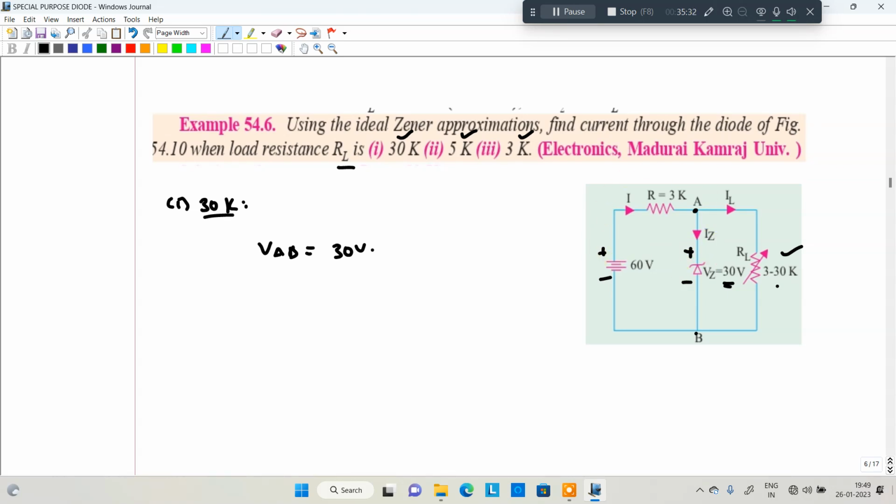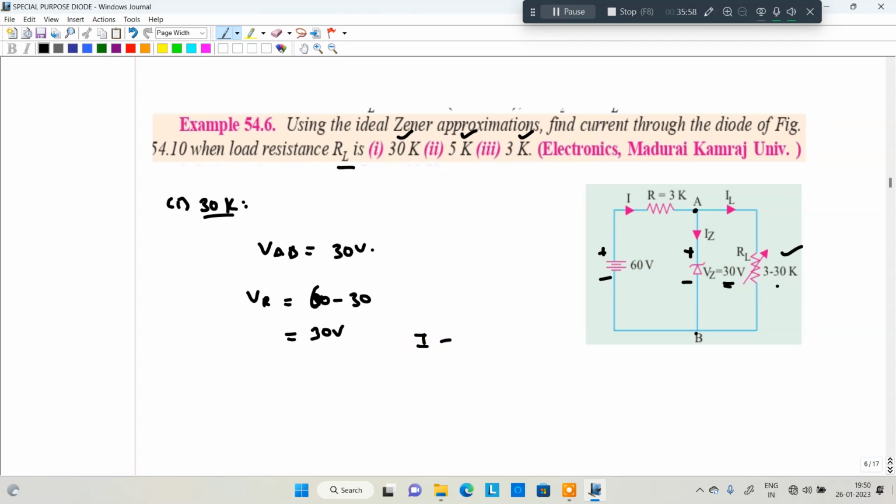Only then can we choose to go for further calculations. Without checking this polarity, if you do the calculations in the examination, everything is wrong. So the first condition is that it should be reverse bias, and only then can we go forward with the calculations. So Vz is equal to 30. Voltage drop across the resistor is equal to 60 minus 30, that will be equivalent to 30 volt.